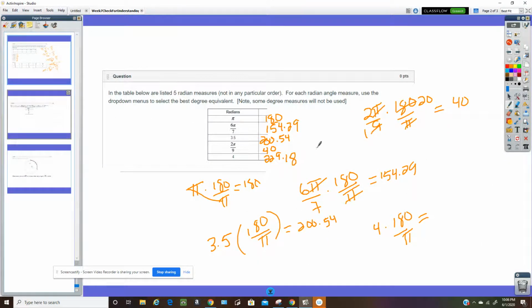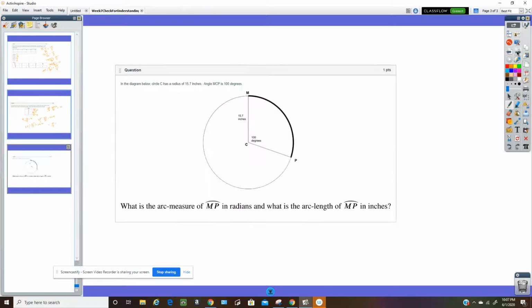All right, that's that table. And you have drop-down menus to select those. You don't have to write them in like I did. And then the last question, what's the arc measure of MP in radians?